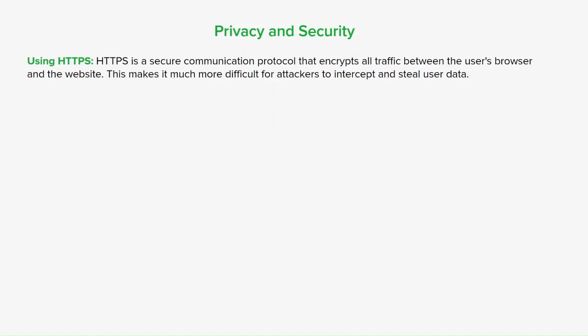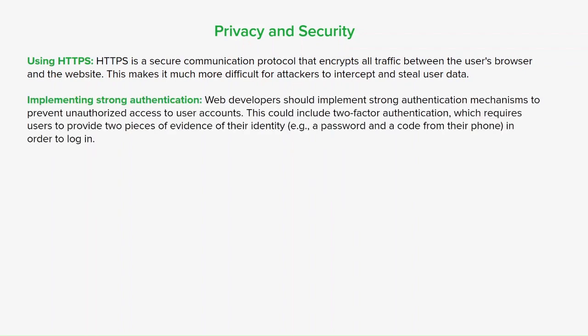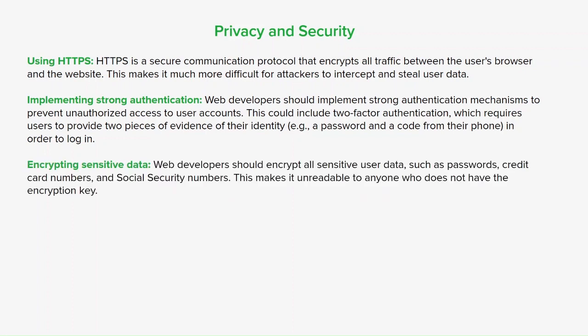First up is using HTTPS. So HTTPS is a secure communication protocol that encrypts all traffic between the user's browser and the website. This makes it a lot more difficult for attackers to intercept and steal user data. Web developers should implement strong authentication mechanisms to prevent unauthorized access to user accounts. This can be things like two-factor authentication, which requires users to provide two pieces of evidence of their identity. The most common one is a password, and then maybe a code sent to the phone in order to log in.